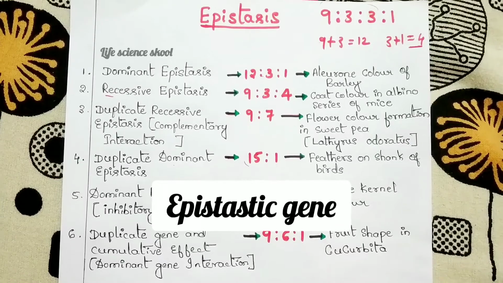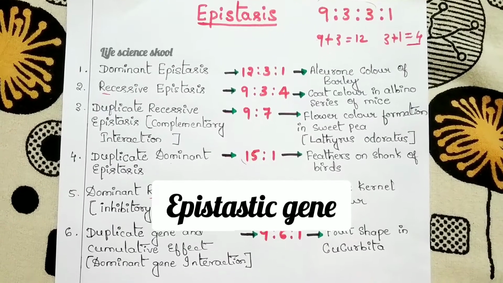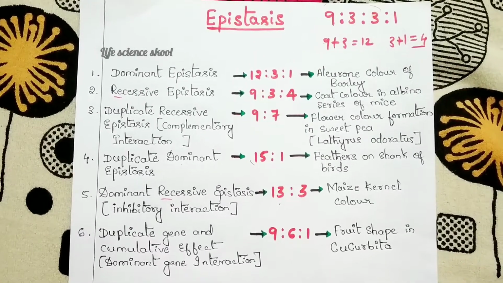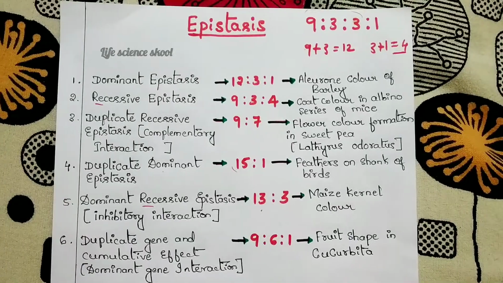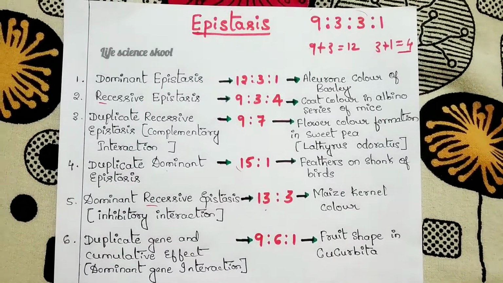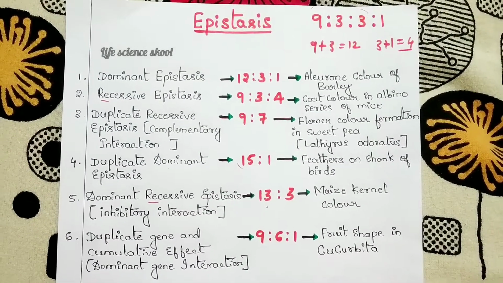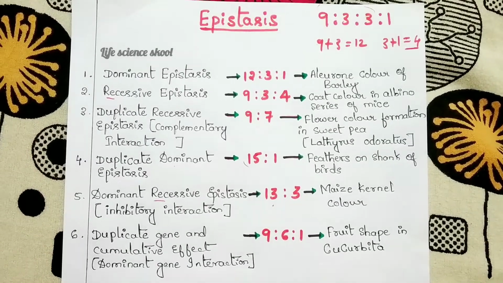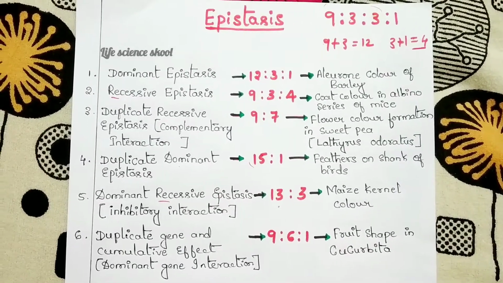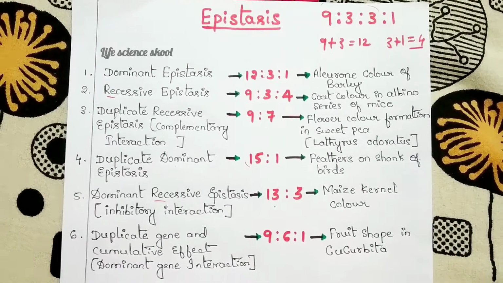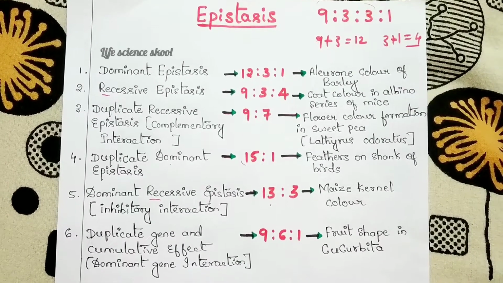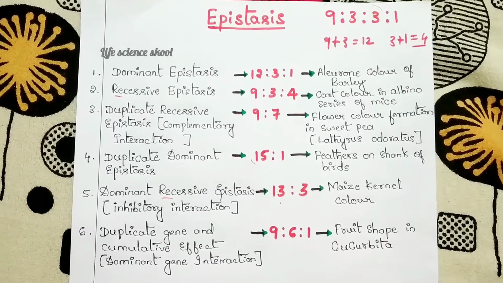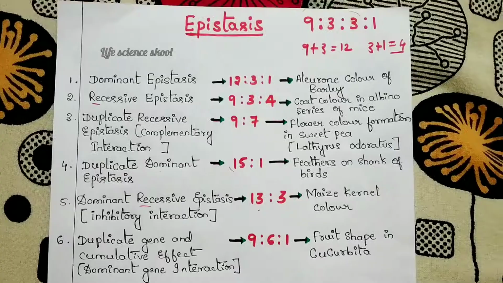So epistasis is therefore caused by the presence of an epistatic gene among other genes which all determine a polygenic trait or phenotype. And there are six common types of epistasis, and I have made the list here. You can have a look. The first one is dominant epistasis, second one is recessive epistasis, the third one is duplicate recessive epistasis, fourth one duplicate dominant epistasis, fifth one dominant recessive epistasis, sixth one duplicate gene or cumulative effect. These are the six types of epistasis.